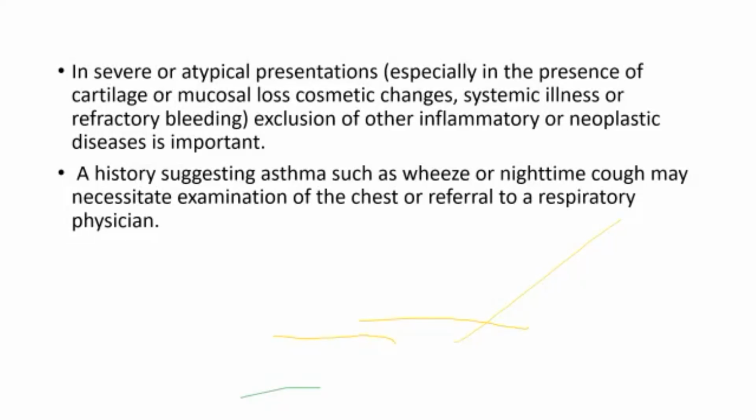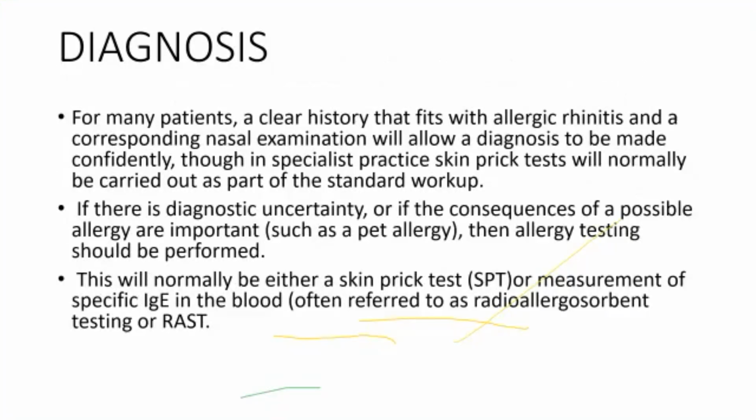Coming to diagnosis, for many patients, a clear history that fits with allergic rhinitis and a corresponding nasal examination will allow a diagnosis to be made confidently. Though in specialist practice, skin prick tests will normally be carried out as part of a standard workup. If there is diagnostic uncertainty or if the consequences of a possible allergy are important, such as a pet allergy, then allergy testing should be performed. This will normally be either a skin prick test, SPT, or measurement of specific IgE, immunoglobulin E, in the blood, often referred to as radioallergosorbent testing or RAST.